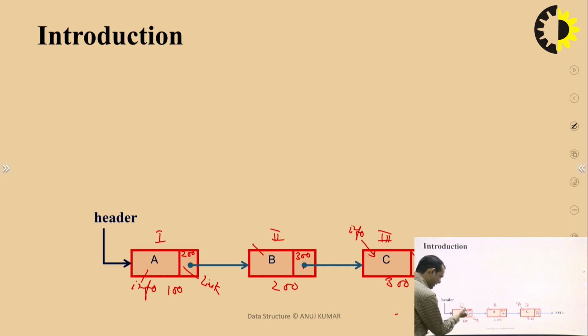Now we have to define from where we start the list. We start the list from this node. So we represent a header. The header contains the address of the first node, which means it will contain the value 100. It defines from where we have to start the list.